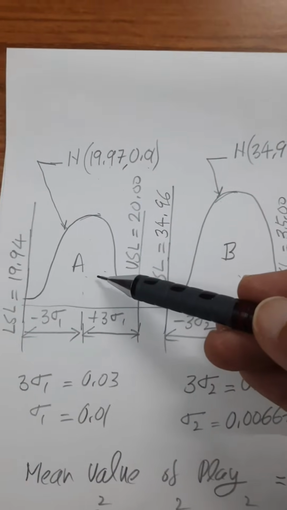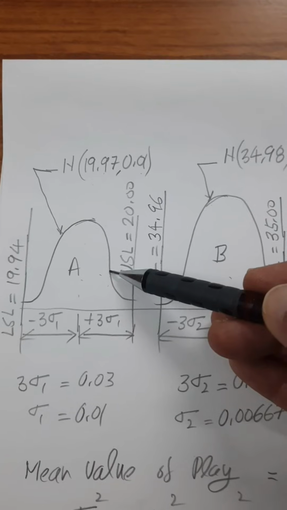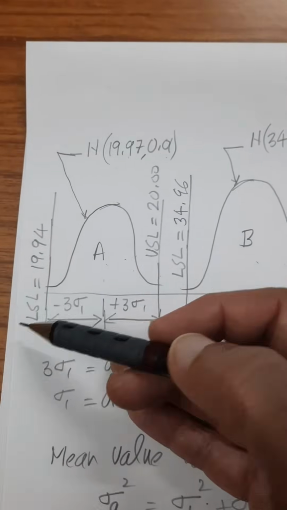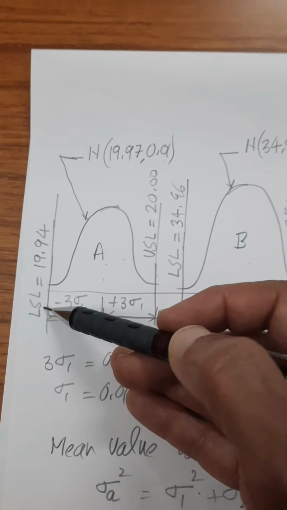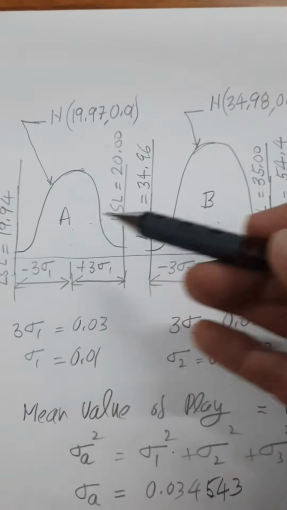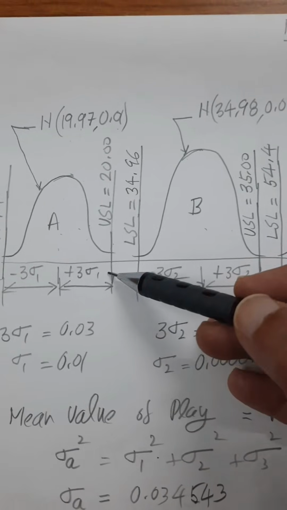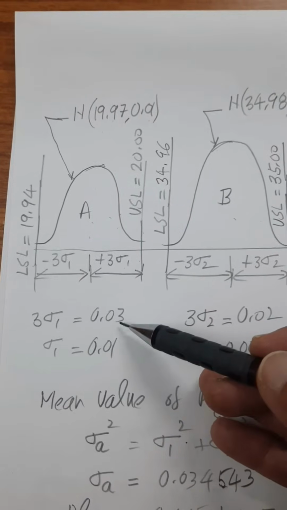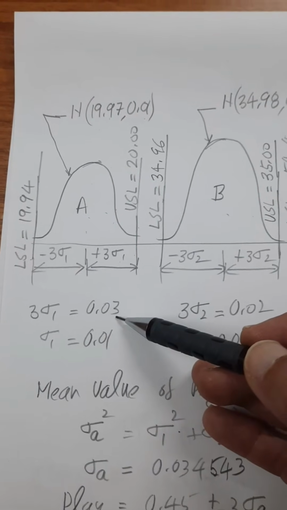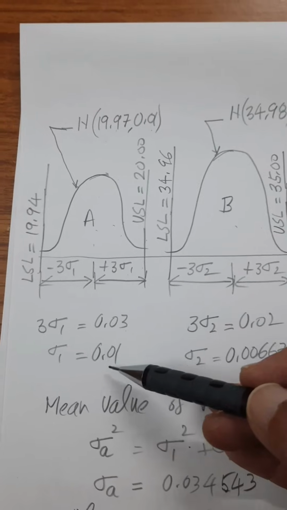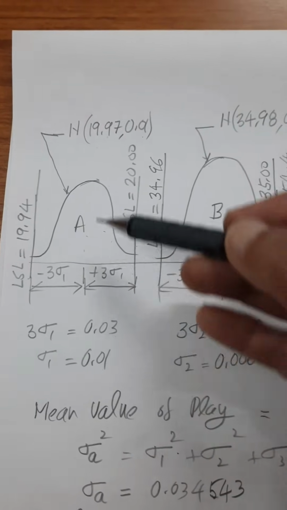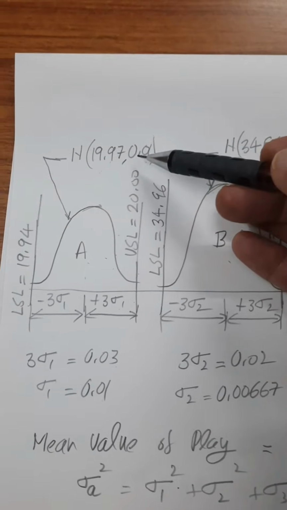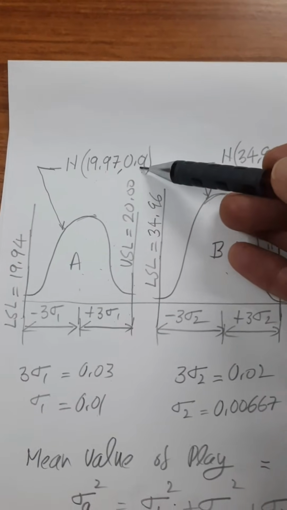Now we assume that the normal curve is exactly fitted between the upper specification limit of 20 and the lower specification limit of 19.94 as far as the first dimension is concerned. In that case, the distance between the USL and the mean is 3 sigma 1. So 3 sigma 1 is equal to 0.03. From that we can find sigma 1 as 0.01. So the first dimension has a mean value of 19.97 and a standard deviation of 0.01.